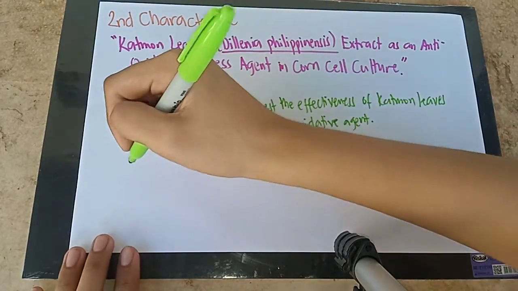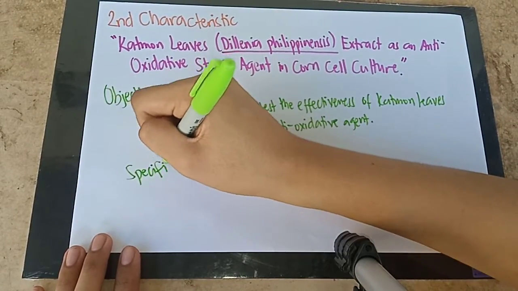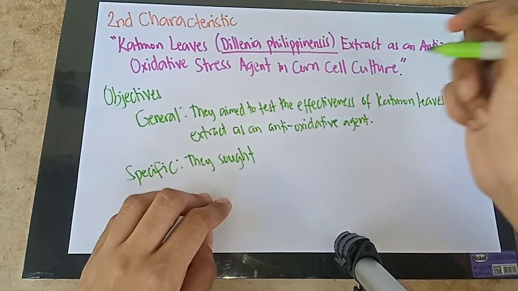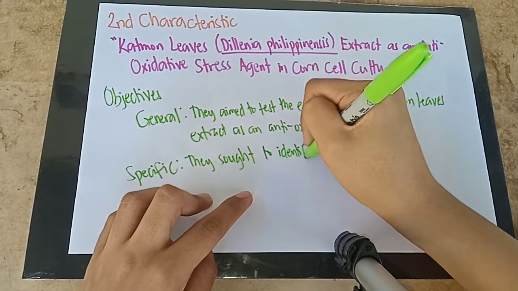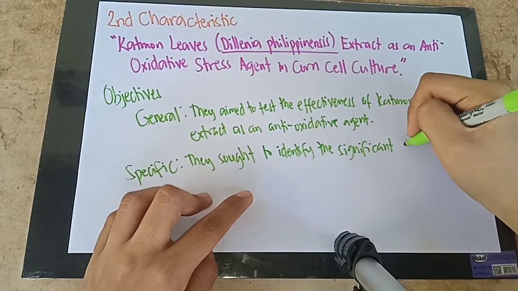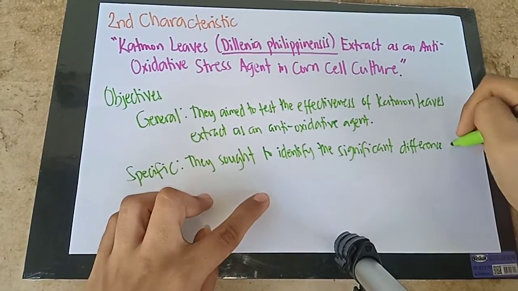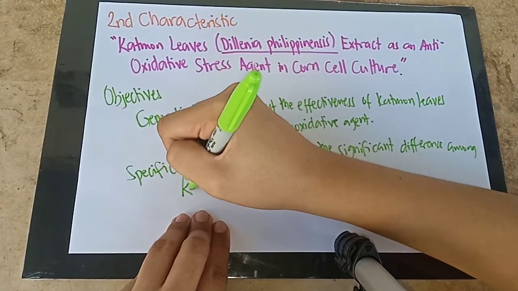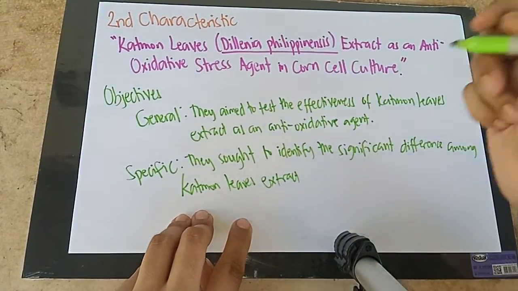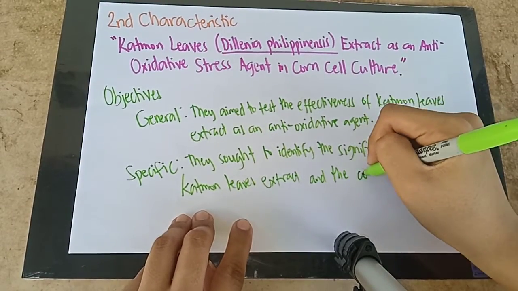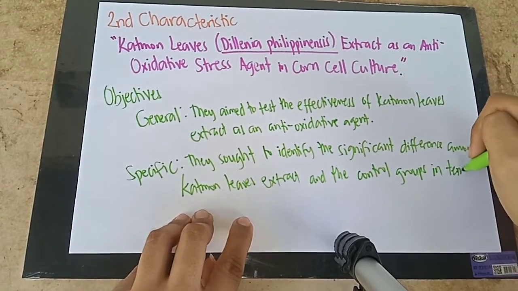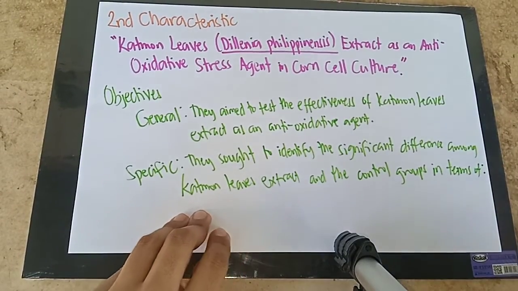Now, specifically, the specific objective: they sought, past tense of seek, to identify the significant difference among Catmon leaves extract and the control groups in terms of, so we will have variables.